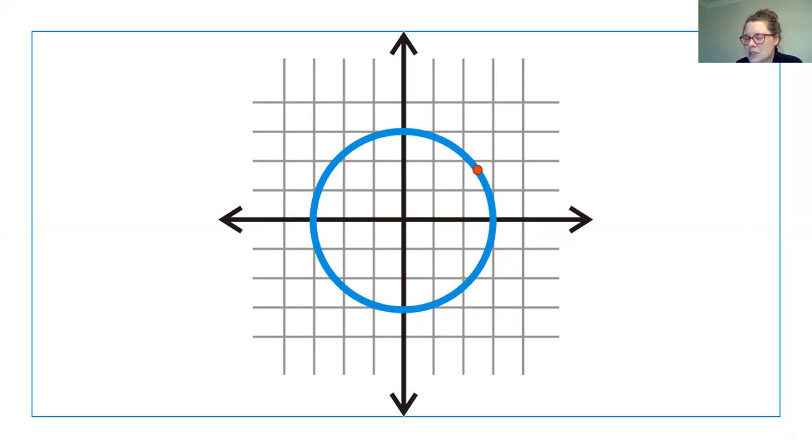So on this particular circle, I would like to know, for this red point, what are the X, Y values for that point? Now, it actually could be quite easy for us to figure out, so we'll look at how we would solve that. We want to know what the X and Y values are for it.